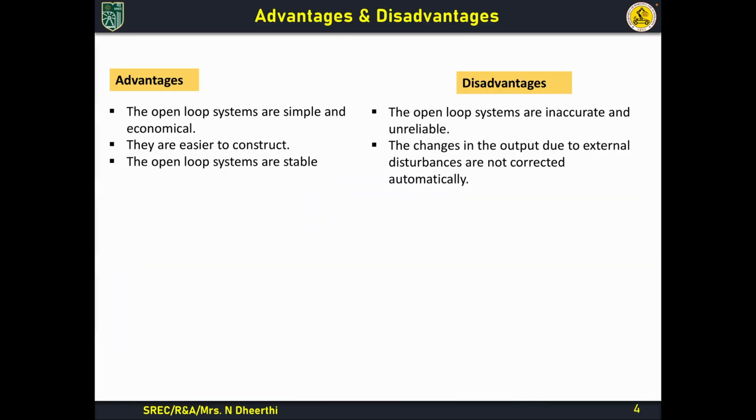The advantage of the open loop control system is that it is very simple and economical, easy to construct, and the output is also stable. In the disadvantage, you will not get accuracy in an open loop control system, since you don't consider the disturbance at the output. That disturbance is not automatically corrected. So it is inaccurate, and disturbances from the external environment are not automatically corrected. These are the advantages and disadvantages of an open loop control system.